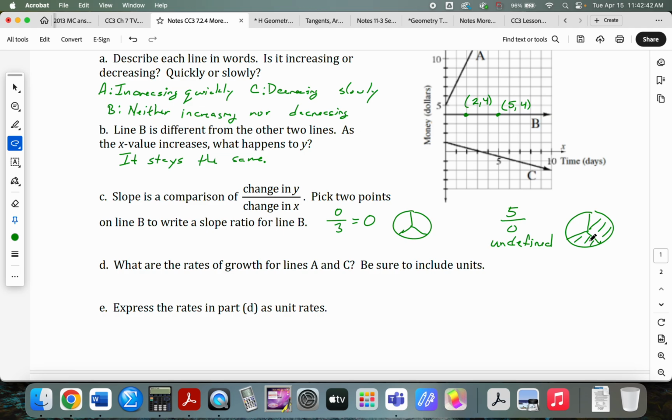All right. So, what are the growth rates for A and for C? What about for A? It goes up 2 and right 1. All right, so that's 2 over 1. And what are the units? Dollars per day.